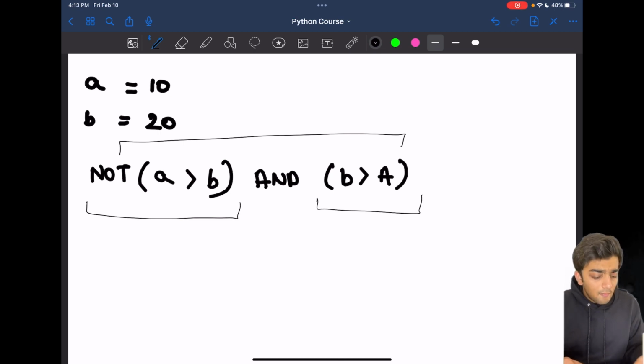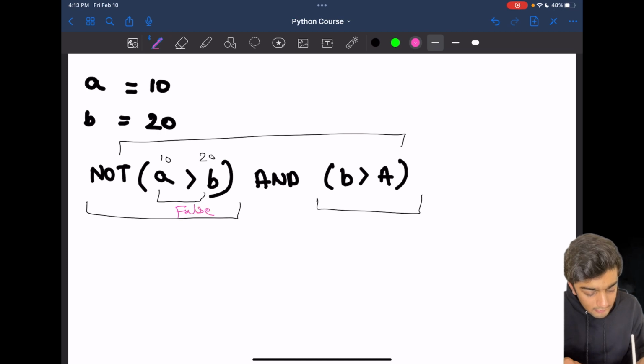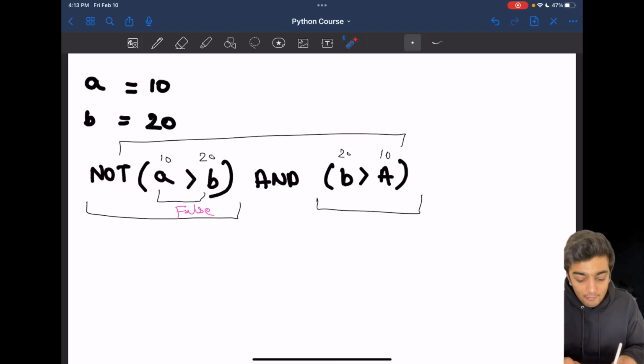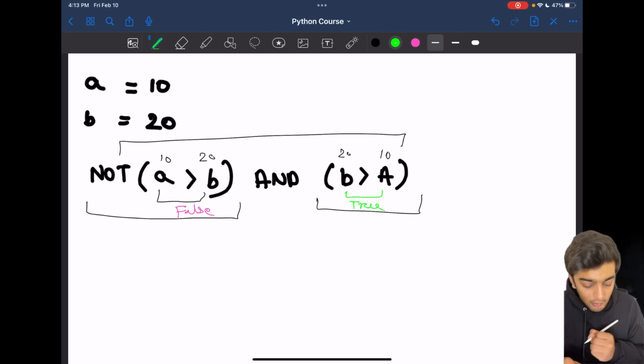In this case, we've got A is greater than B as our first condition. So is A greater than B? Sorry, no, because A is 10 and B is 20. So 10 is less than 20. So this condition is false, right? And in the other case right here, where B is 20 and A is 10, you know that 20 is greater than 10, right? 20 is greater than 10. So our condition is true. So this condition would just be a true condition.